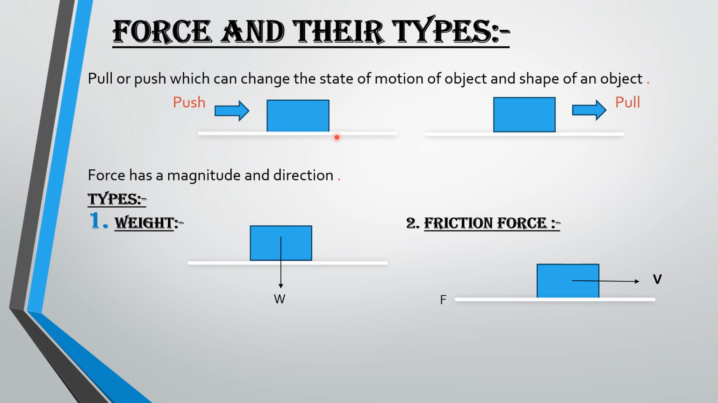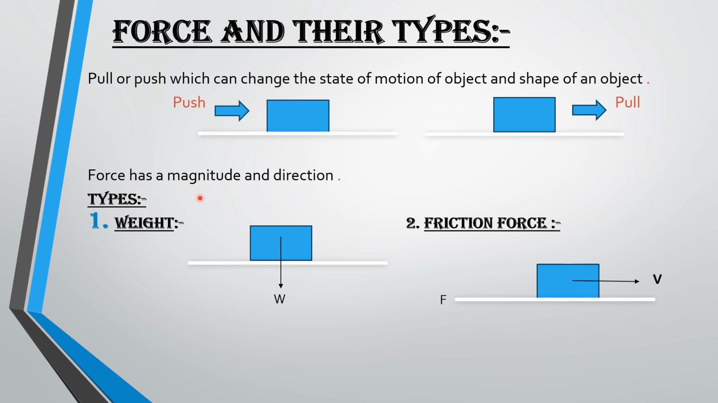If we are pushing the object, then what happens? The force has both magnitude and direction, and it can change direction also. A push or pull can change the state of motion and also change the shape of objects. If we apply more force, it gives more change, right? If we apply less force, it will give less change. How much force we apply will be the outcome of the changes, as we can see.